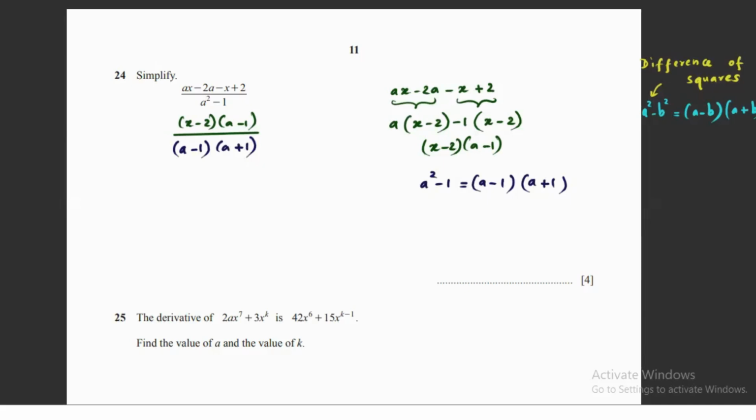Now I need to start simplifying this. So I can simplify the numerator and the denominator by crossing out a minus 1 because they both are common. They both are in the numerator as well as in the denominator. So then the final answer is x minus 2 over a plus 1. So this is the answer in the simplest form.